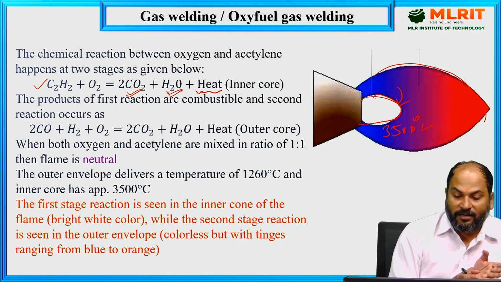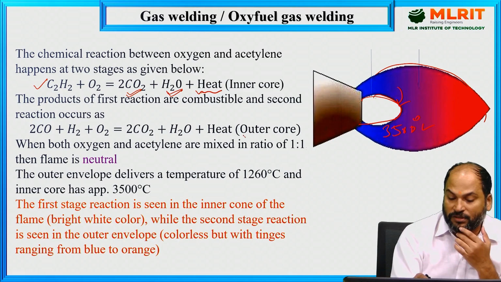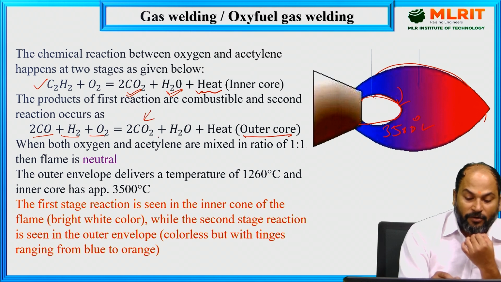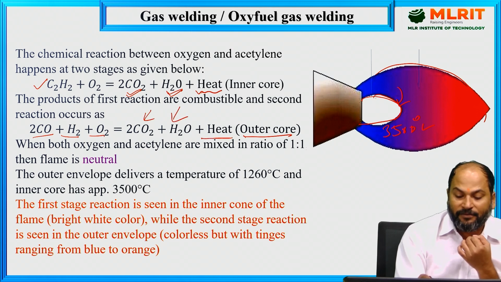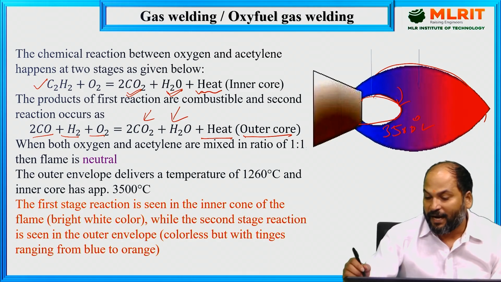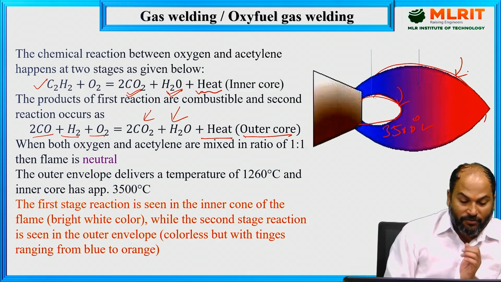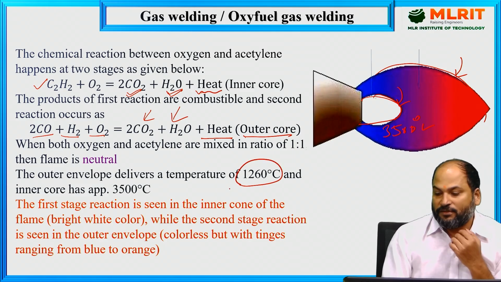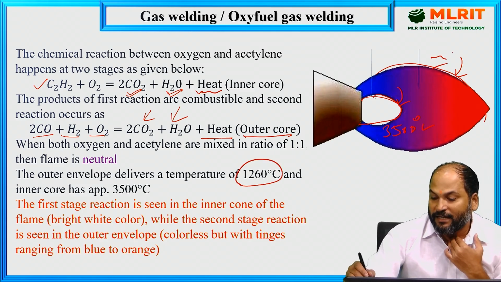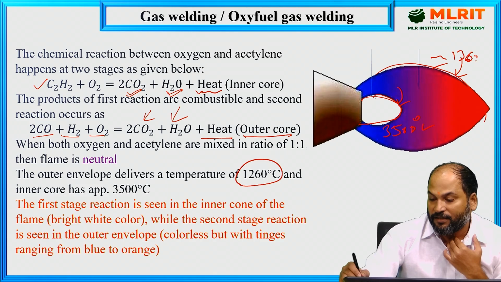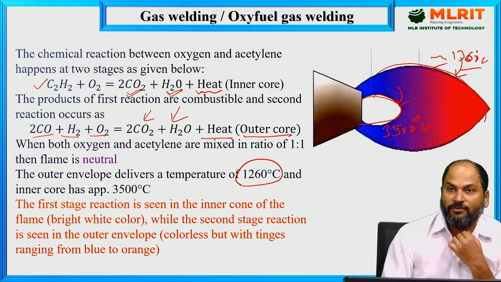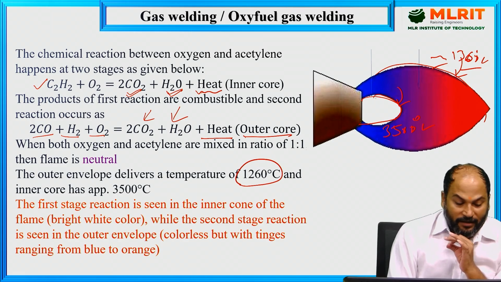Another reaction occurs at the outer core. This outer core means this CO, carbon monoxide, will react with the hydrogen and oxygen and it will form CO2, H2O, and it will also produce heat. That will be at this outer layer, and this outer layer temperature is generally less, approximately 1260. So approximately the heat at this section will be 1300 degrees centigrade. So here it is relatively less, and here the temperature will be approximately 3500 degrees centigrade.